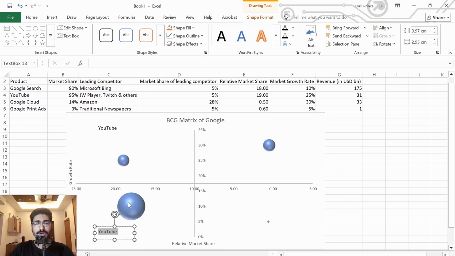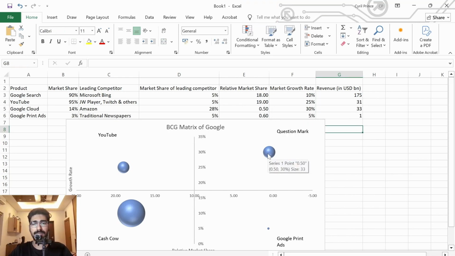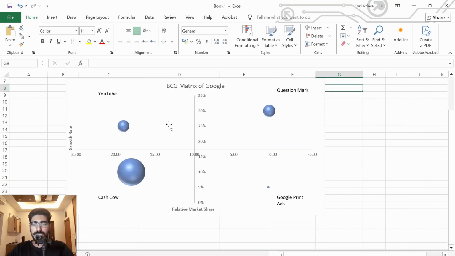This one is high on market share but low on market growth rate, which is the cash cow, which is the search. This one is the Google print ads, which was low on market share and low on market growth rate as well. This one here is low on market share but high on growth rate, which is the question mark, which is the Google Cloud. Yeah, it's competing with Amazon on this one. So yeah, and it's already a finalized product.